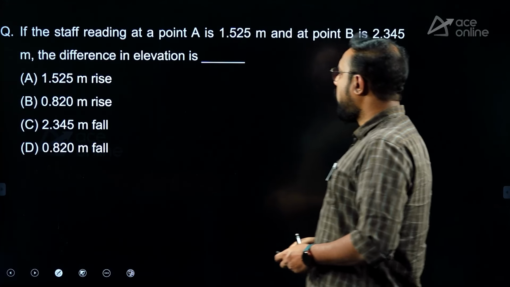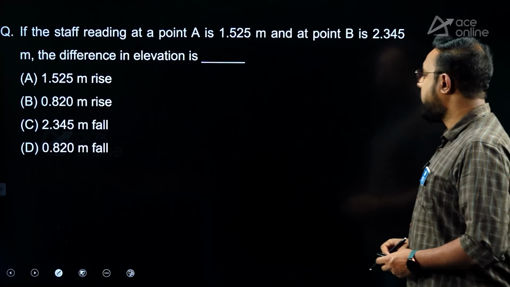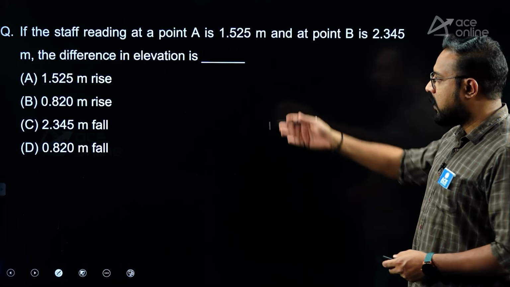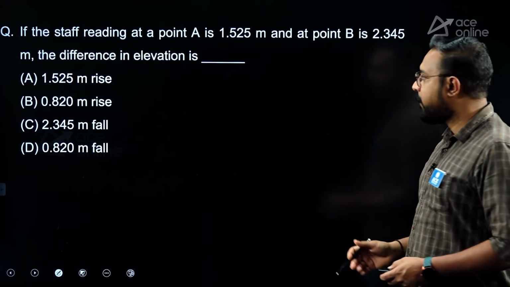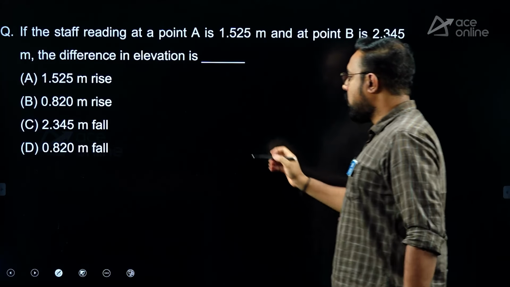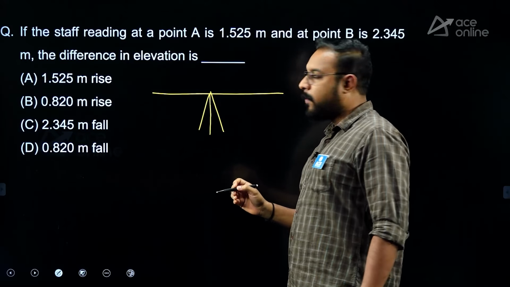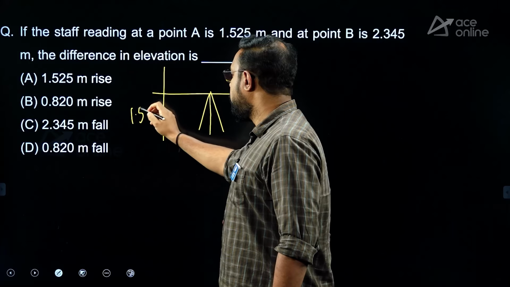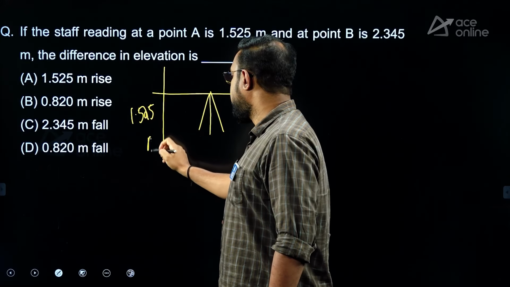Next question. The staff reading at point A is 1.525 and at point B is 2.345 meters. The difference in elevation is dash. So they are asking, is it rising or falling? Imagine that this is how my instrument is. This is my line of sight. What is the meaning of staff reading 1.525? Point A is 1.525 meters below the line of sight. That is where point A is.